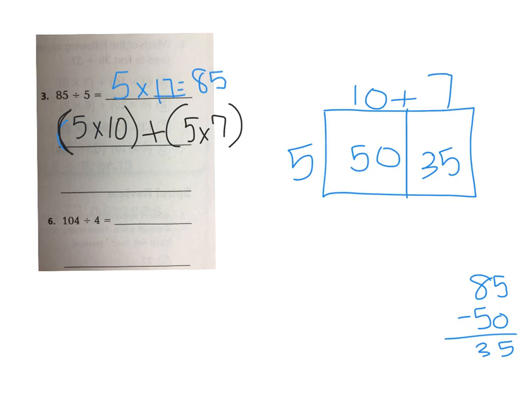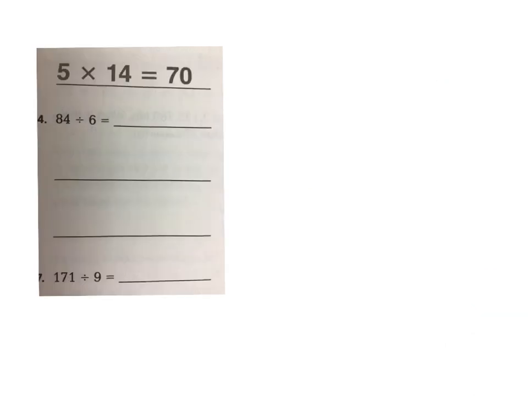All right, let's try another one. For this one, boys and girls, number 4, it says 84 divided by 6. Remember step 1? What we're going to do is say 6 times what will give me 84. This is my related multiplication problem. Our goal is to figure out what this missing factor is. Got that written down with me?